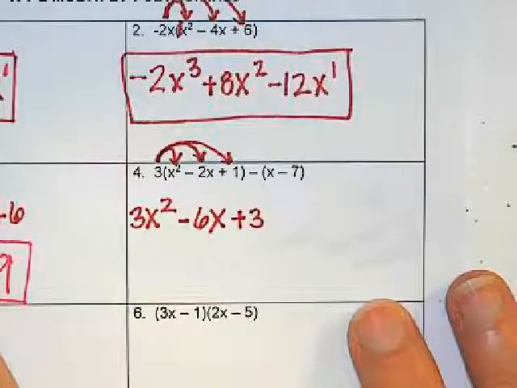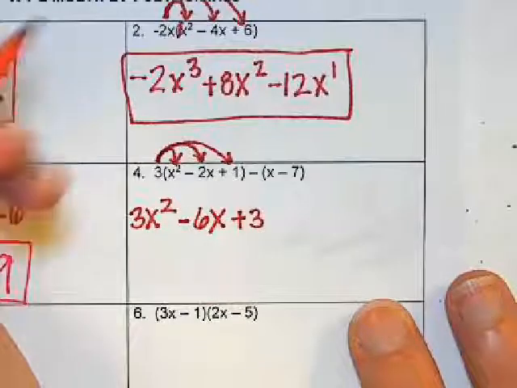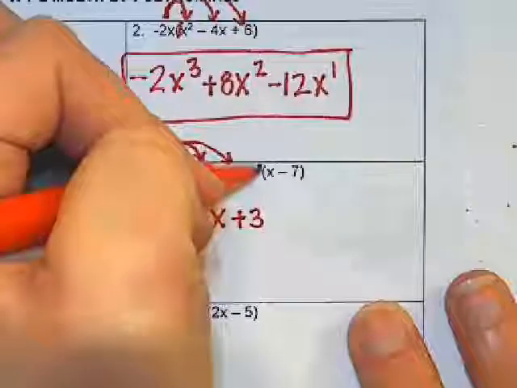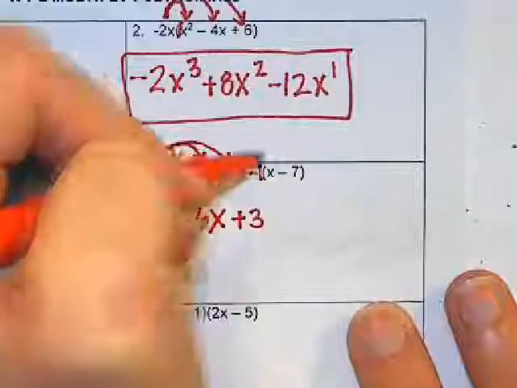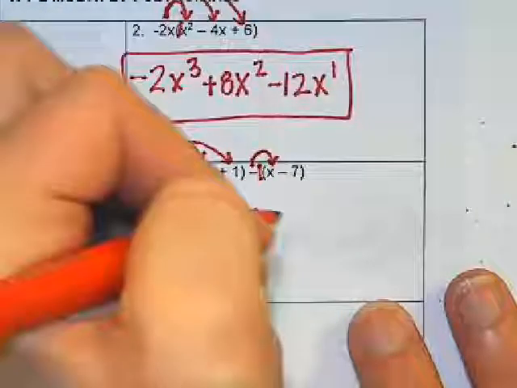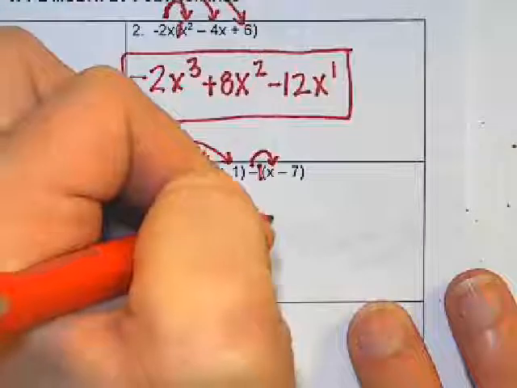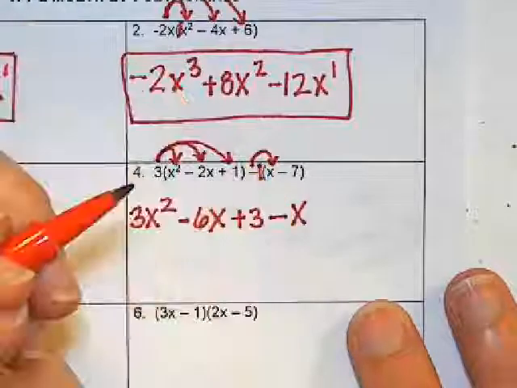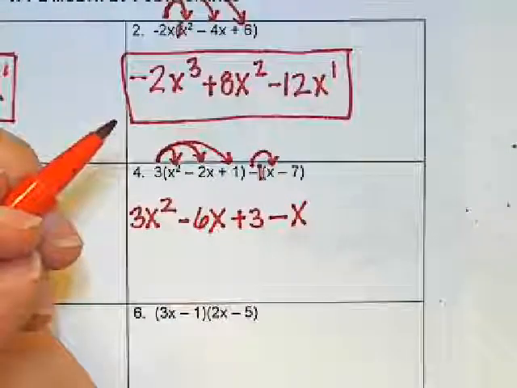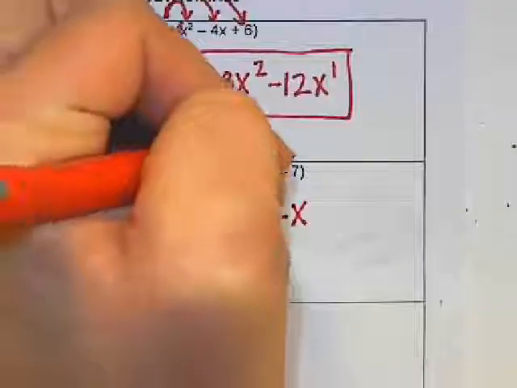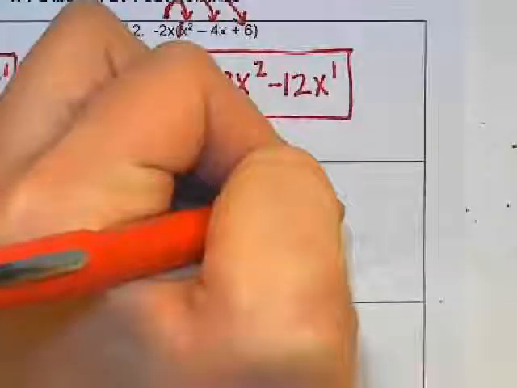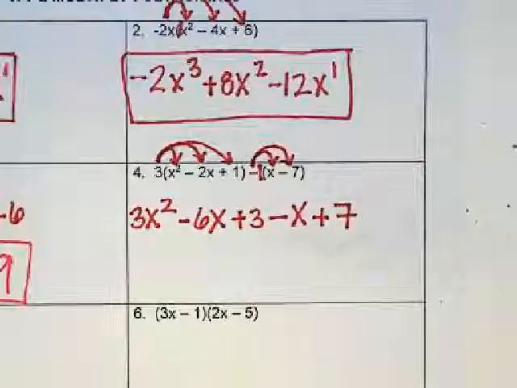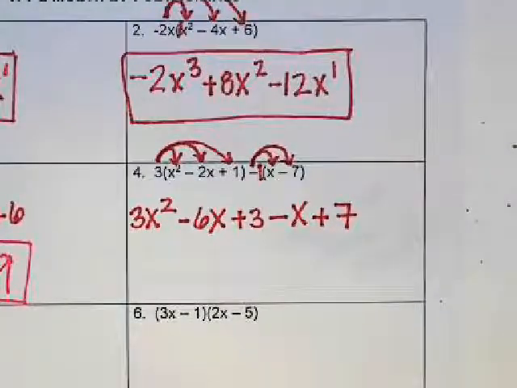Now I'm going to distribute my second set of parentheses. And what am I going to distribute? A negative 1. So negative 1 times x. It's negative 1x. Do you have to write the 1? No, but I do have to write the negative x. And then negative 1 times negative 7 is positive 7. Okay, we distributed. Now we have to combine like terms.